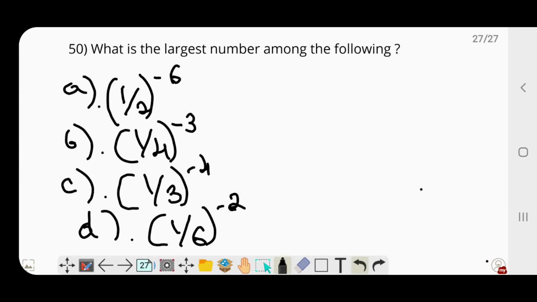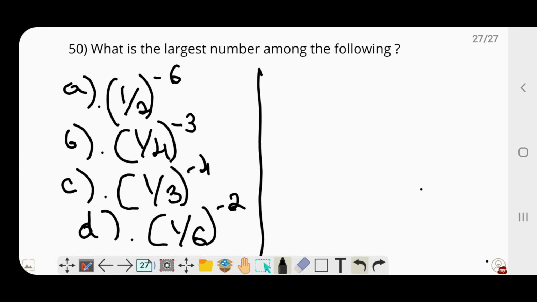We have the 50th question. What is the largest number among the following? Option A: 1 by 2 to the power minus 6. Option B: 1 by 4 to the power minus 3. Option C: 1 by 3 to the power minus 4. Or option D: 1 by 6 to the power minus 2. Let's work out all these options.